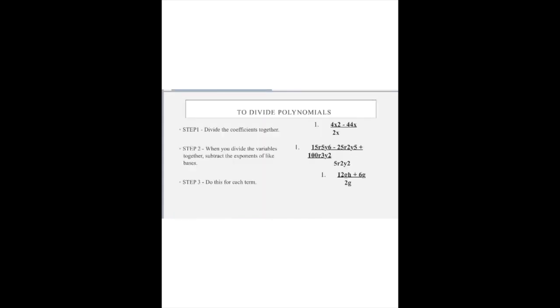All right, so to divide polynomials, the general format is this. Step 1, divide the coefficients together. So 2 would go into 2, x would go into x, and the 2 would go into 4, and the x would go into the x there. When you divide the variables together, subtract the exponents of like bases. We'll talk about that on the next few pages. That's how we're going to work through this, by doing each of these equations individually on the next page, and then you do this for each term.